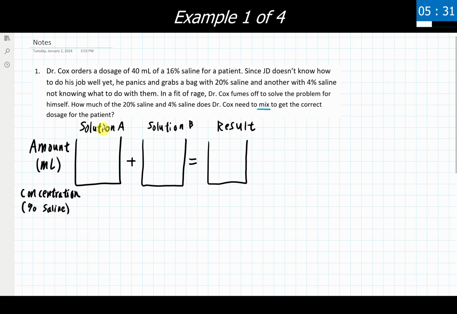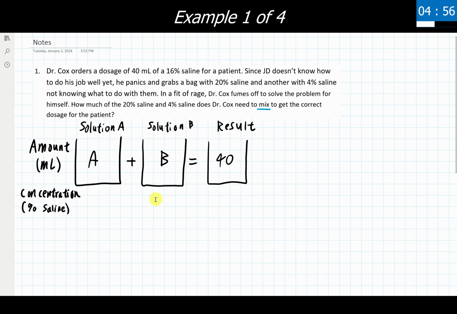Now, how much of solution A, how much of solution B, and how much is my result going to be? We can start filling in some blanks here. I think the amounts are arguably the most straightforward ones that we can plug in. Well, we're told the result is going to be 40 milliliters. Let's plug that in. And I don't know how much of A and I don't know how much of B at this time. So I can leave those as X and Y or M and N. I'm going to choose A and B only because I'm going to keep the variables consistent with how I've labeled them at the top here.